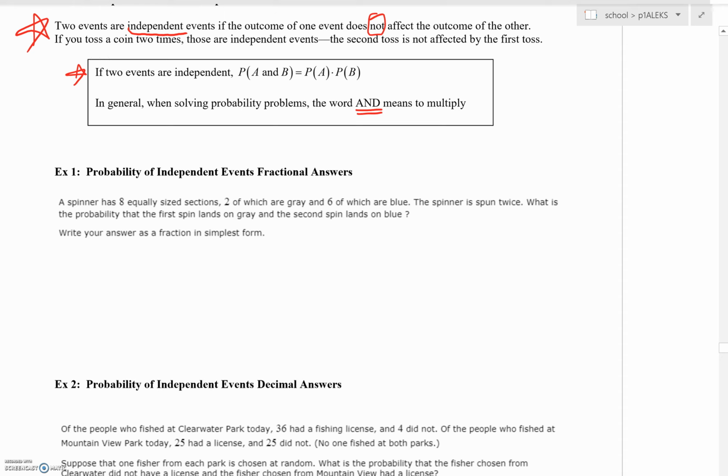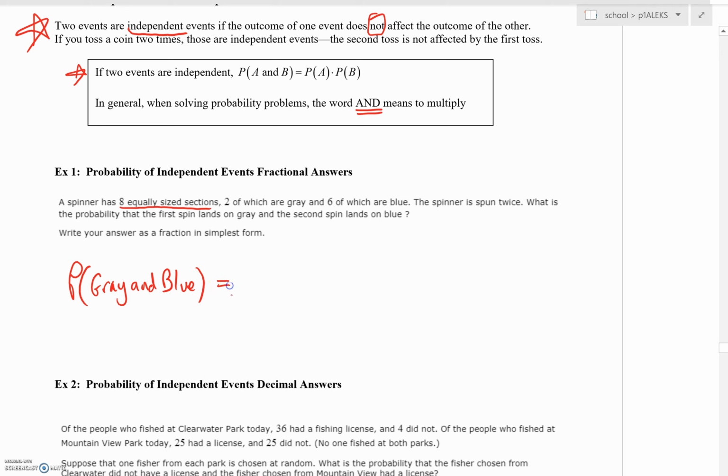A spinner has 8 equally sized sections. 2 are gray, 6 are blue. The spinner is spun twice. What's the probability that the first spin lands on gray and then the second spin lands on blue? So we want the probability of gray, and then the second one would be blue.